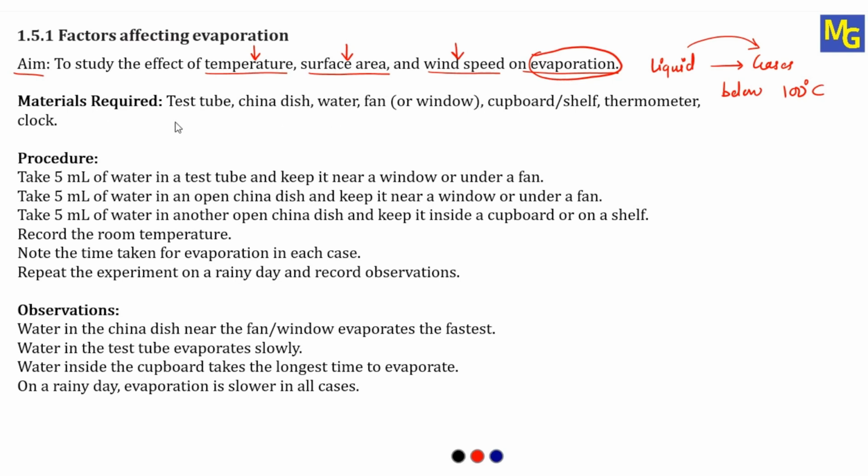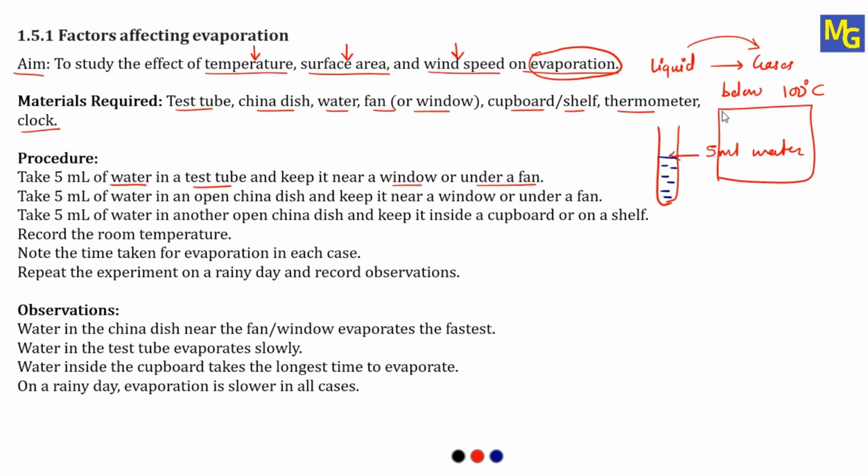The materials required are test tube, china dish, water, fan or window, cupboard or shelf, and then thermometer and clock. So these are the materials which we require. So start the procedure. Take 5 ml of water in a test tube and keep it near window or under fan. So we are going to take one test tube, and in this test tube we are going to take 5 ml of water. So remember, take 5 ml of water. So say this is 5 ml of water, and keep this test tube near the window or a fan.